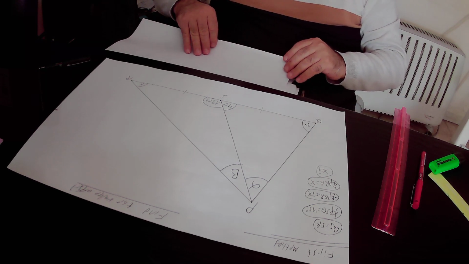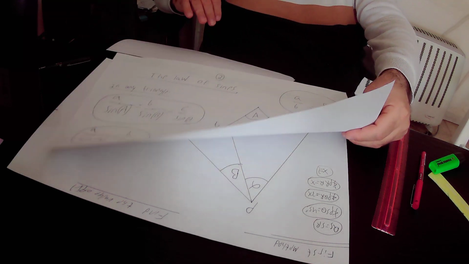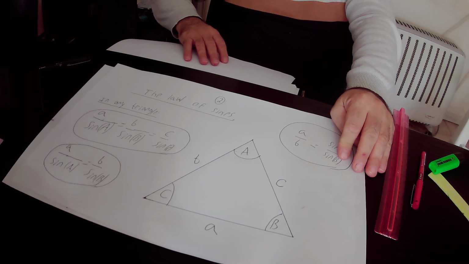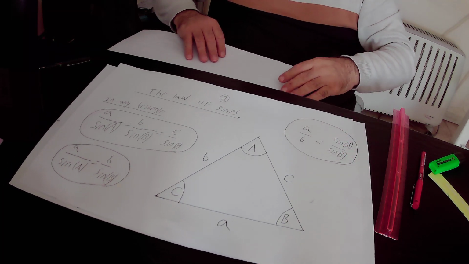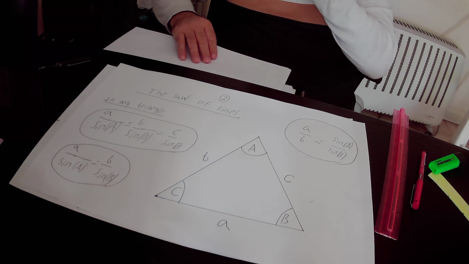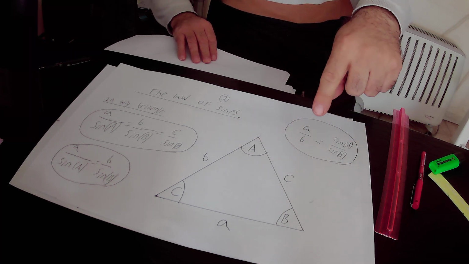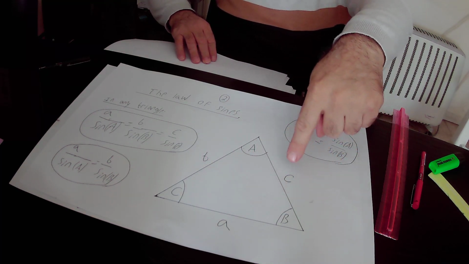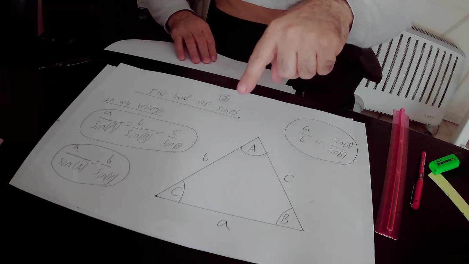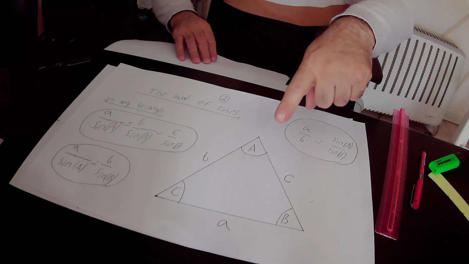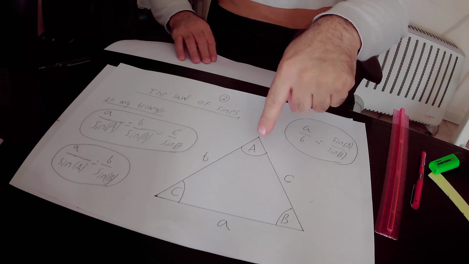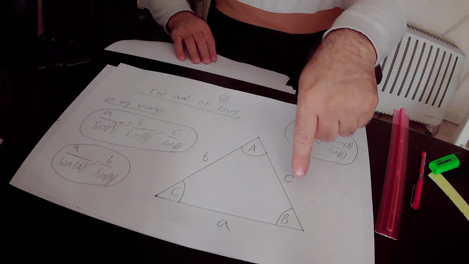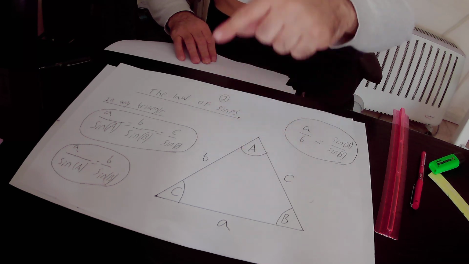And then I presented to you a new rule, the law of sines. According to the law of sines, the law of sines applies in any triangle. If we have this triangle and we know that the length of this side is A units, the length of this side is C units, and the length of this side is B units, the angle opposite this side is A, the angle opposite this side is B, and the angle opposite this side is C.